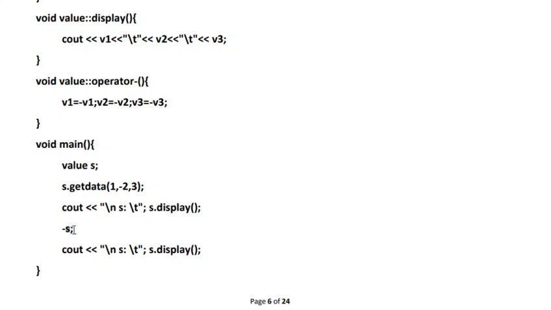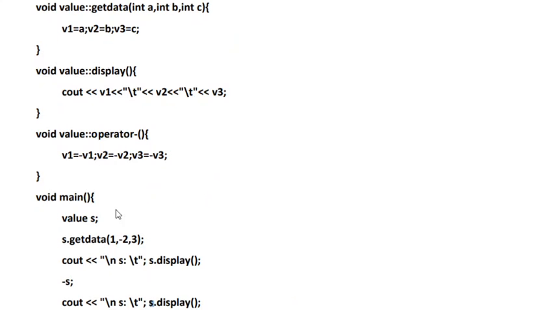So here it will make a function call to this particular function, that is operator minus. Then again I'm displaying the content of the members of object s. Since it is negating the values, the previous values were 1, minus 2, and 3.